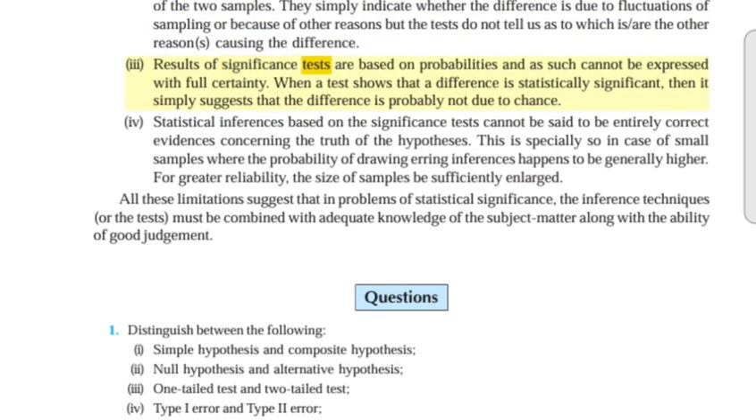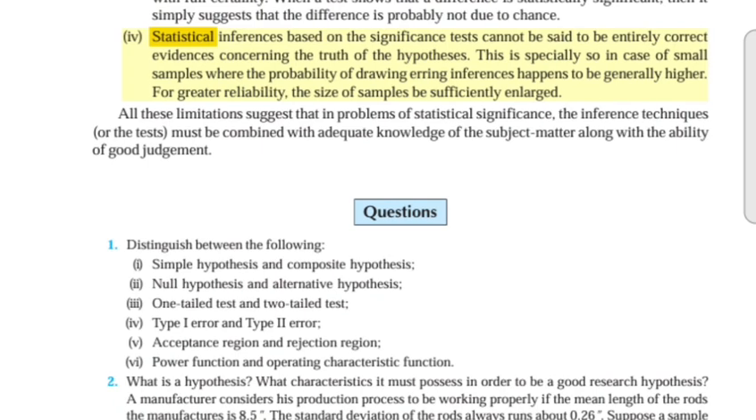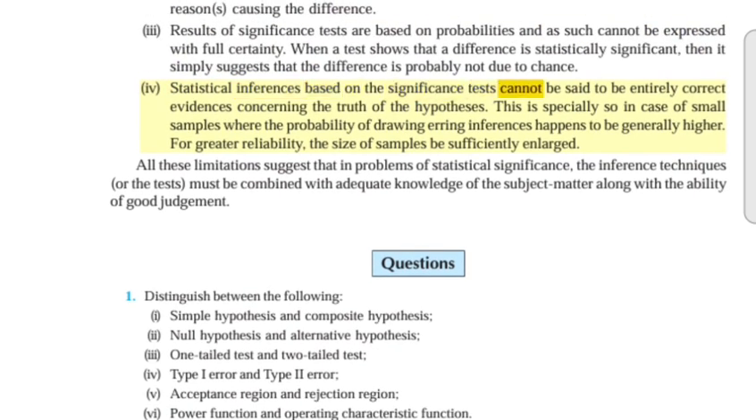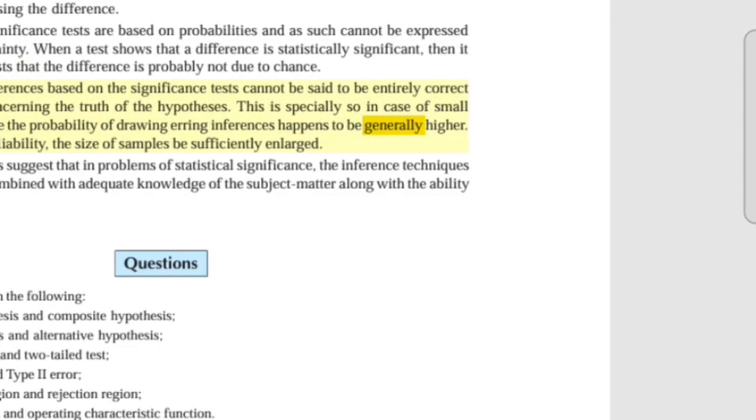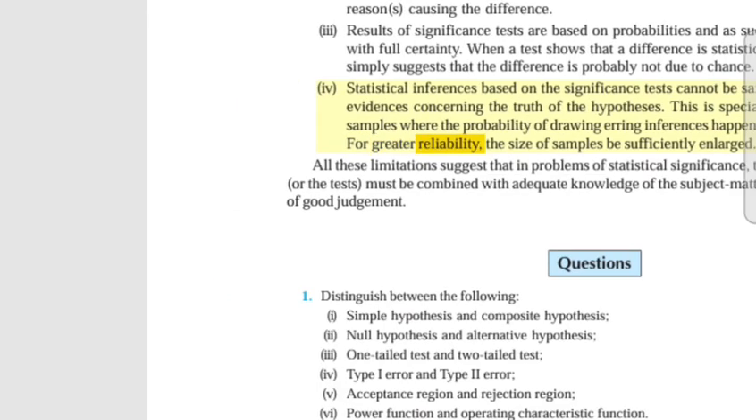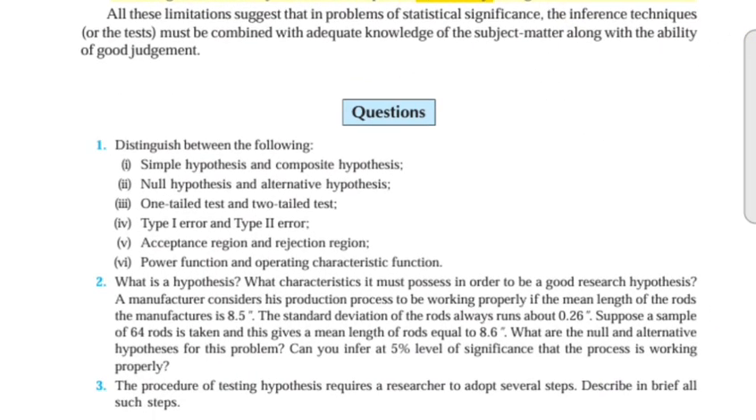Third, results of significance tests are based on probabilities and as such cannot be expressed with full certainty. When a test shows that a difference is statistically significant, then it simply suggests that the difference is probably not due to chance. Statistical inferences based on the significance tests cannot be said to be entirely correct evidences concerning the truth of the hypotheses. This is especially so in case of small samples where the probability of drawing erring inferences happens to be generally higher. For greater reliability, the size of samples be sufficiently enlarged.